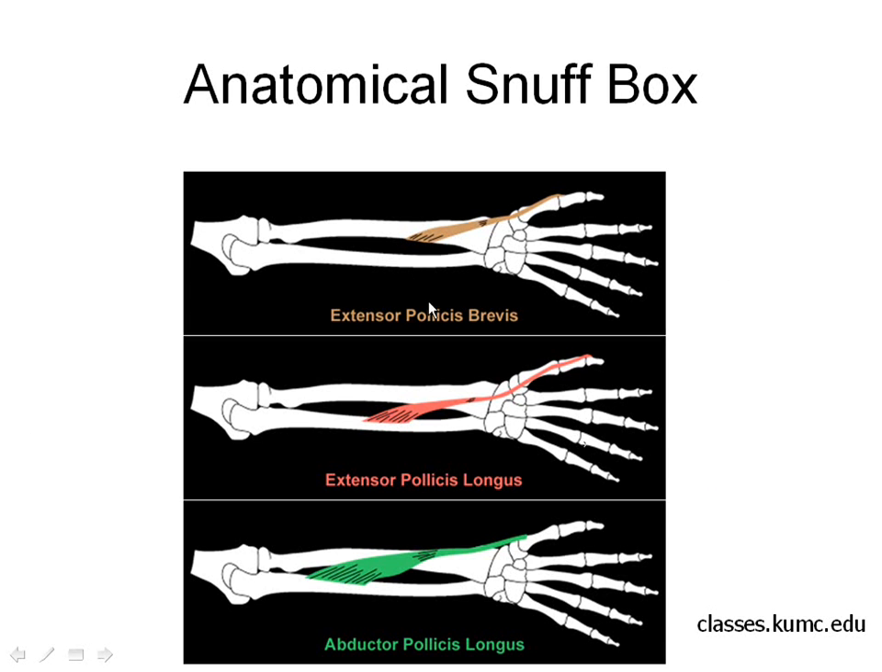So if we look at extensor pollicis brevis and extensor pollicis longus, they are both in fact going to the thumb, and if we were to measure their length from origin to insertion, we would find that longus is longer and brevis is shorter. And then when we look at abductor pollicis longus, we see that it's coming out to the very median part of the thumb, and so when that muscle contracts, it moves the thumb away from the median line.